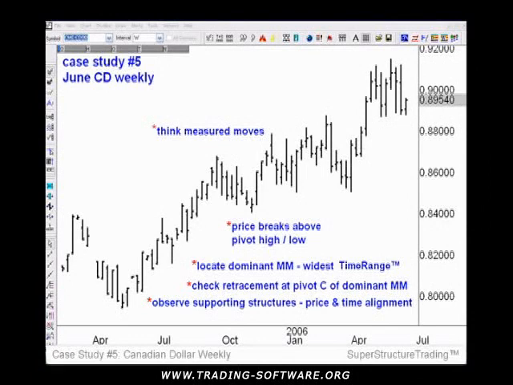A superstructure setup gives you the most predictable part of the market. And the best news is, with a little bit of going over these videos and practicing, you will very quickly be able to locate and identify these superstructure setups in advance.